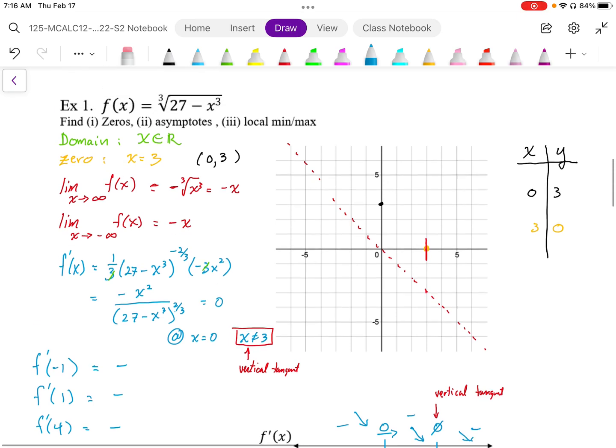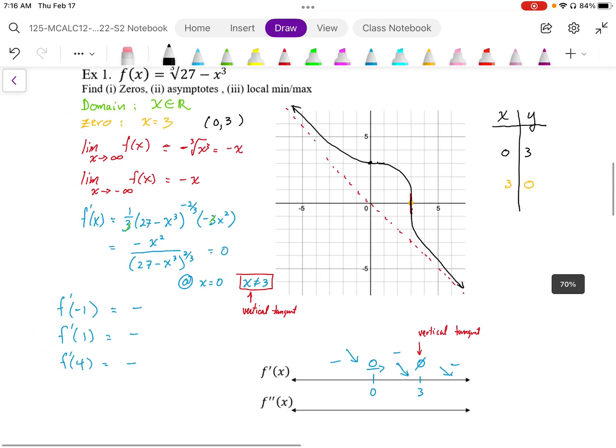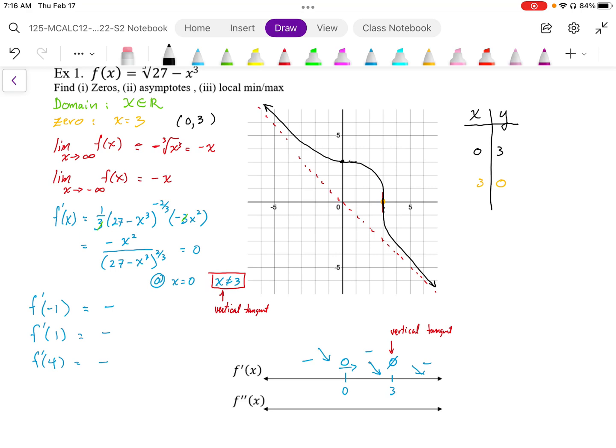So when I sketch in this graph, the graph is going to look like this. It's going to follow the asymptote. We're going to have a horizontal tangent through here. And then it's going to have a vertical tangent through that point. And then it's going to follow the asymptote. So we get a graph that looks like this. We're going to do a second derivative, but this graph we could have done without a second derivative. We're going to do a second derivative anyways, just to complete this analysis.